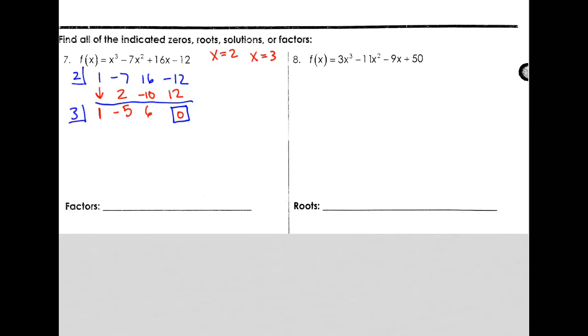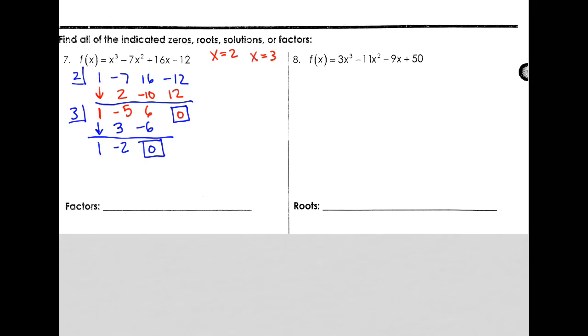So now we know we have to use synthetic division once again, so that is 3 out here. Put that there. 1 automatically comes down. 3 times 1 is 3. Add those together, it's a negative 2. 3 times negative 2 is a negative 6. I forgot to put my box. The remainder is 0.